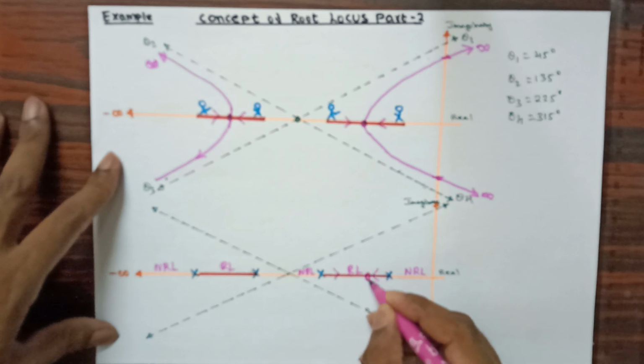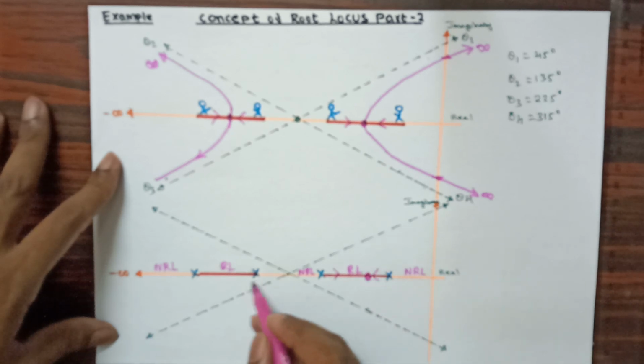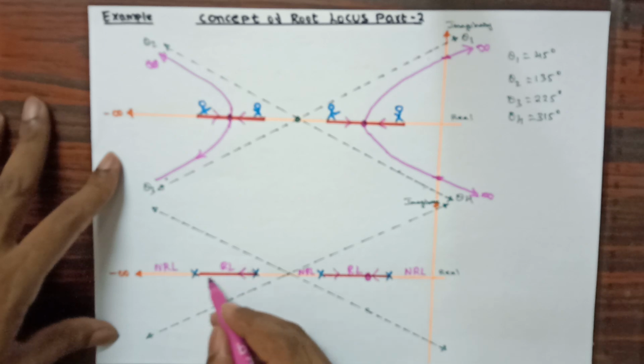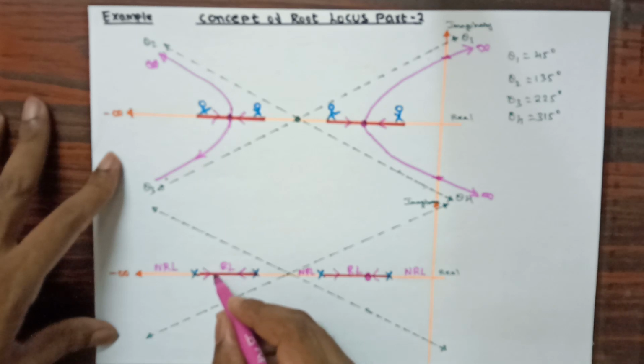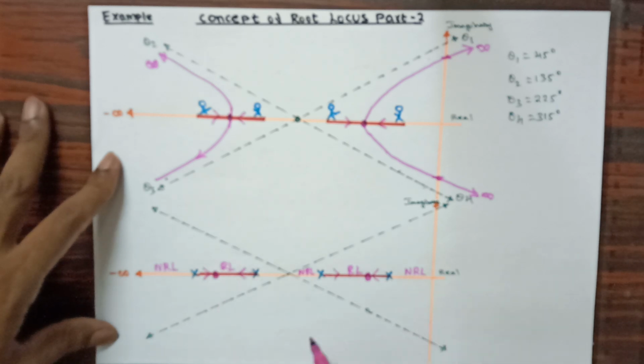I will be considering a breakaway point here, and for these two poles also, this pole will move in this direction and this pole will move in this direction, and the breakaway point I will be considering somewhere here as an example. The exact value will be calculated in the numericals. Here I am just considering an example.